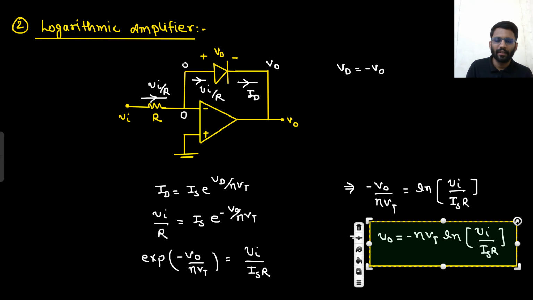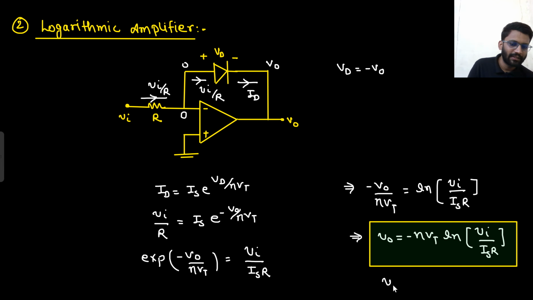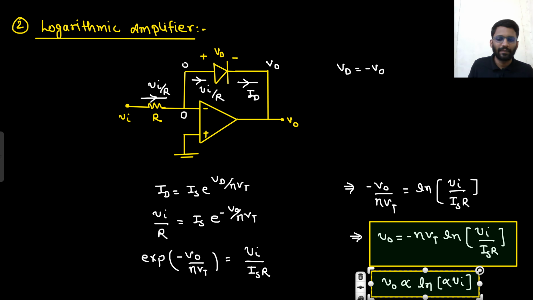So what did you understand here? Your output voltage is proportional to the logarithm of the input. Say yes or no. Although there is a constant factor as well, because here Is into R is also there, it is certainly proportional to the logarithm of the input, right? This is what you needed and you achieved it.